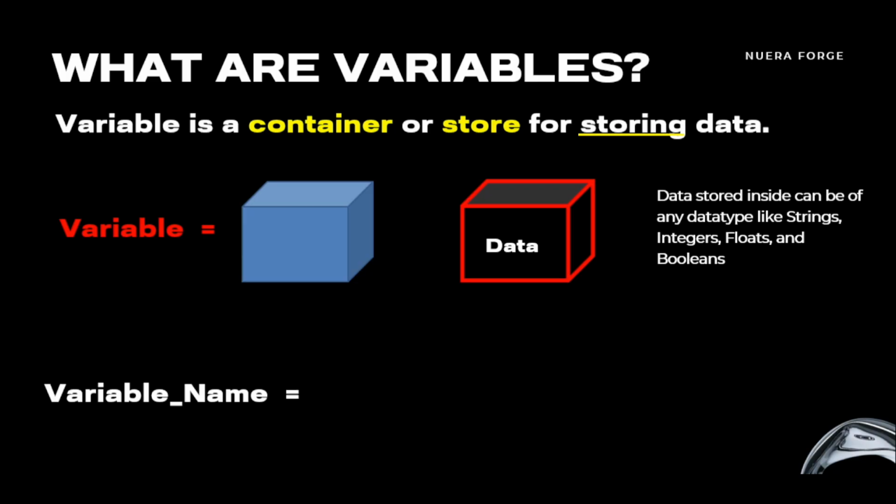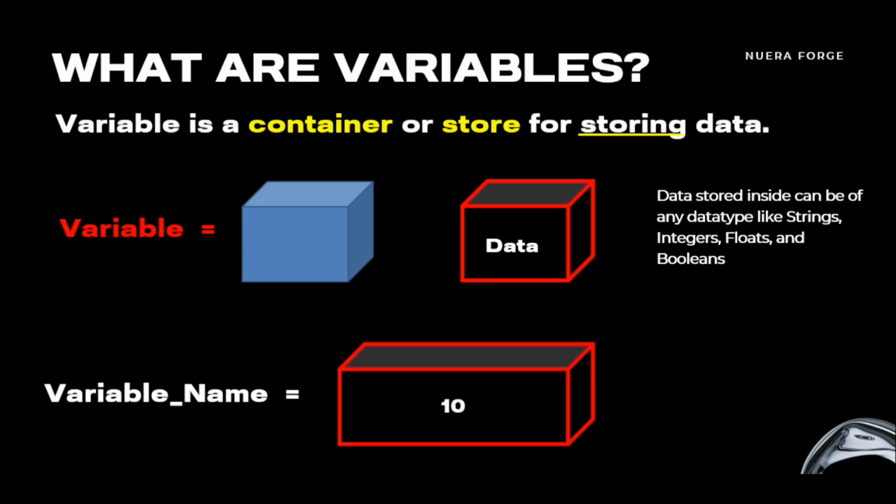When you create a variable, you give it a name. That's why I'm having here variable name. Then the equal sign is called an assignment operator. So I'm having a variable name being assigned to 10. This implies that I'm having 10 being stored within that variable.